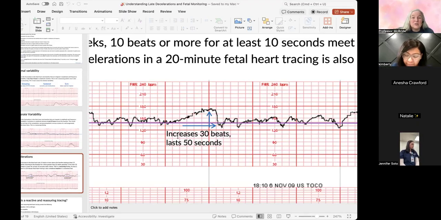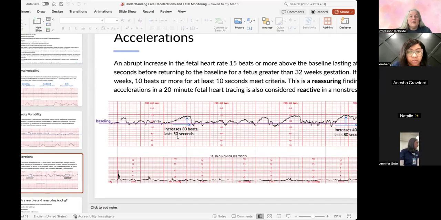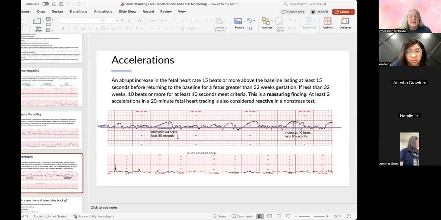So that's good. Accelerations, right? Really good. I'm so excited when I see accelerations on a tracing because I know that baby is neurologically intact and well oxygenated. Okay, the whole point of fetal monitoring is to determine if our baby is oxygenated.